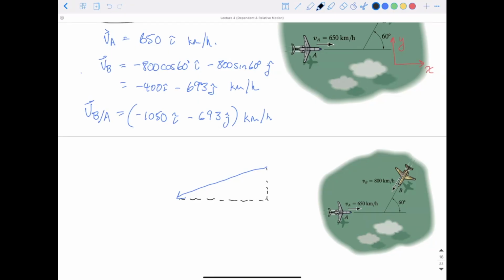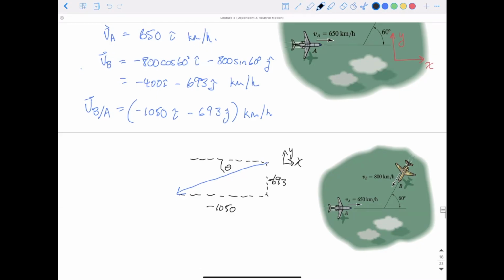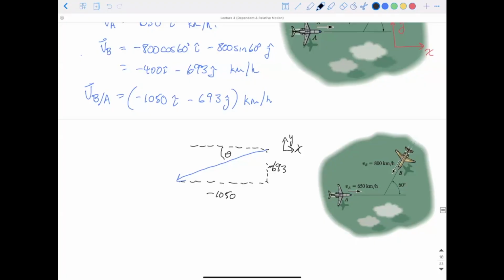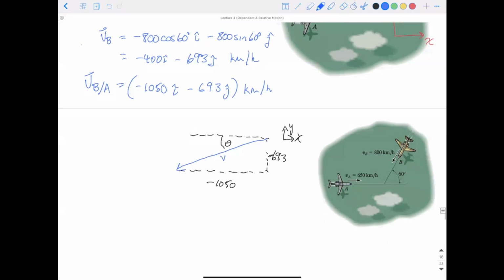So this isn't to scale, but let's say this is our vector. So x, y, and we have our i component is negative 1050, and this is negative 693. And let's say we want to express our direction with respect to the horizontal. So this is our theta that we want to find. So this total distance here in the middle would be v. We want to find v and theta.